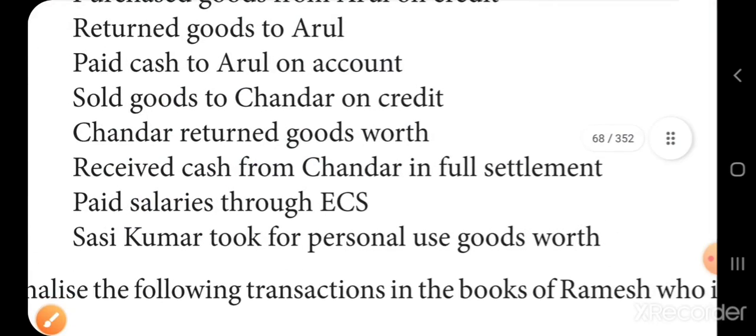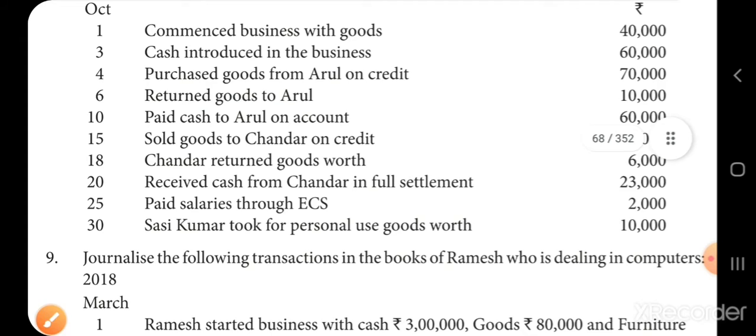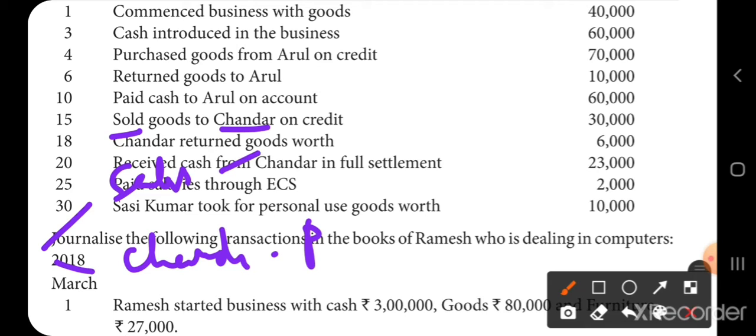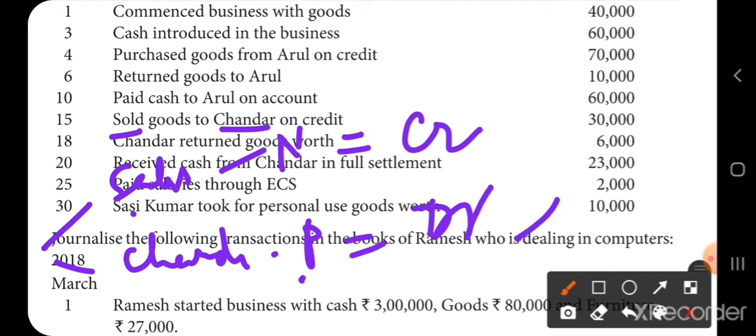The next one, sold goods to Chandar on credit. So what are the two accounts involved? Sales account and Chandar's account. Chandar is a personal account, sales is a nominal account. Debit all expenses and losses, credit all incomes and gains. So sales is an income, so you credit. Sold goods to Chandar. So who is the receiver here? Chandar. So debit the receiver. The entry will be Chandar's account debit to sales account.